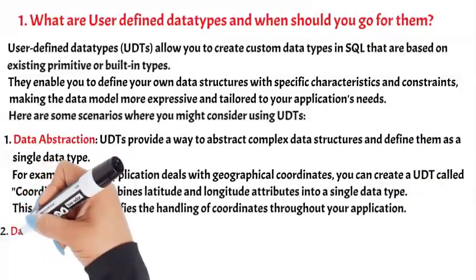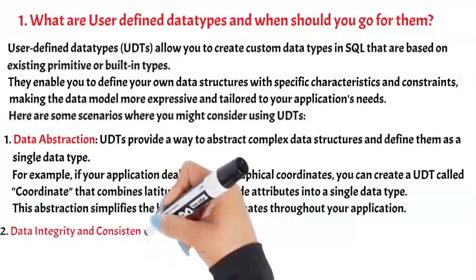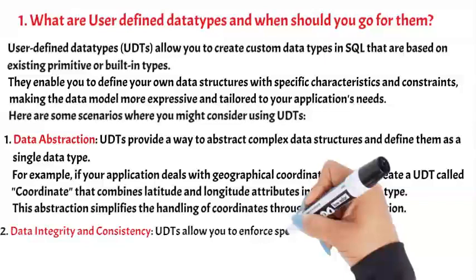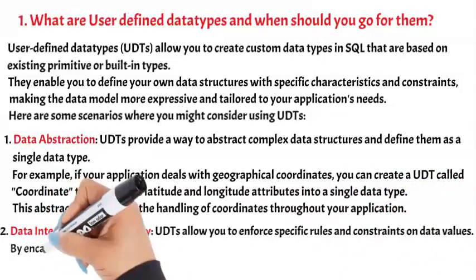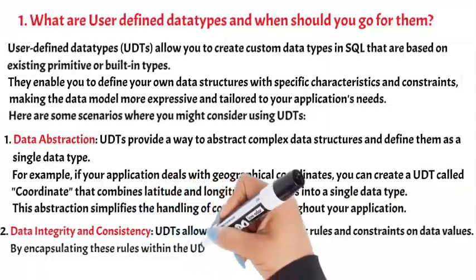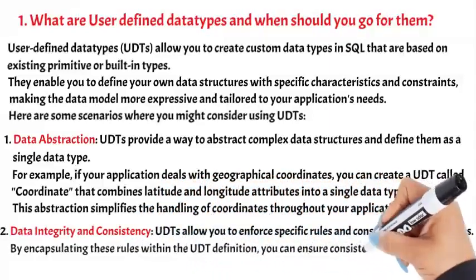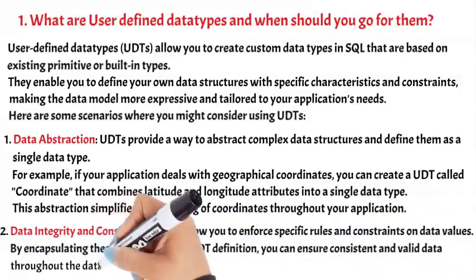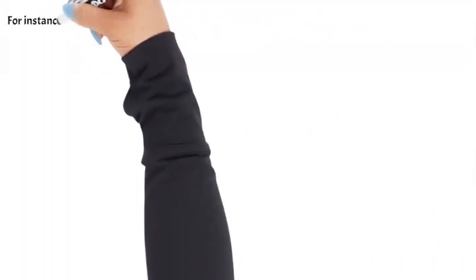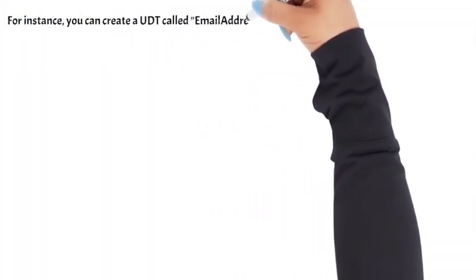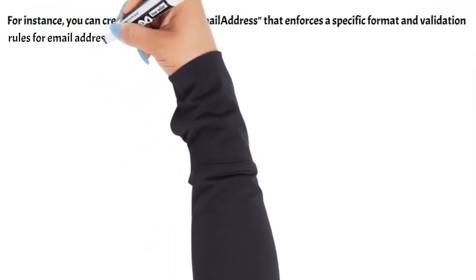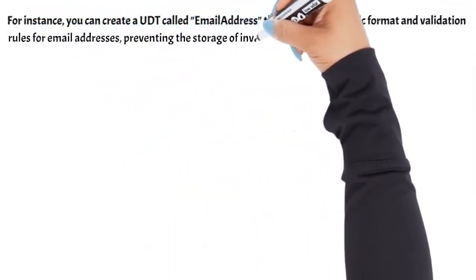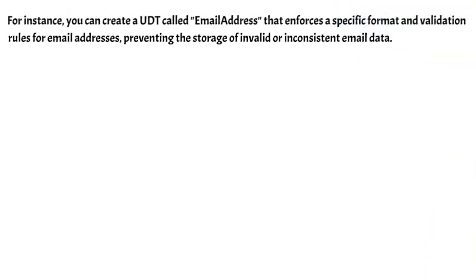2. Data integrity and consistency. UDTs allow you to enforce specific rules and constraints on data values. By encapsulating these rules within the UDT definition, you can ensure consistent and valid data throughout the database. For instance, you can create a UDT called email address that enforces a specific format and validation rules for email addresses, preventing the storage of invalid or inconsistent email data.